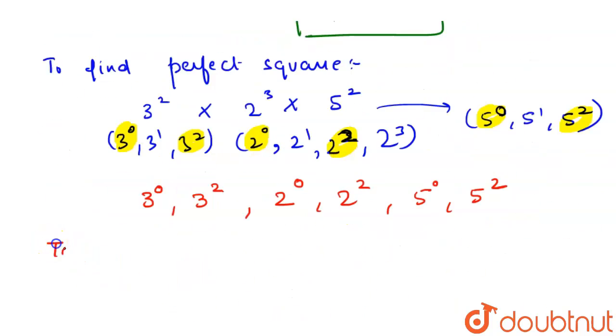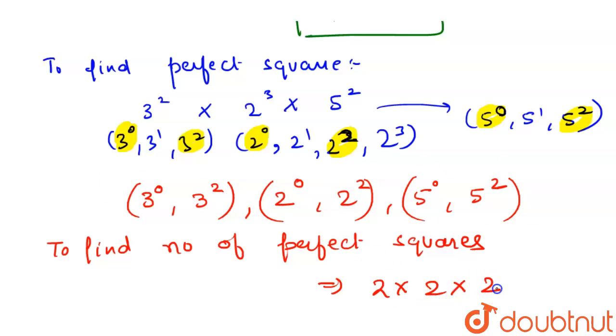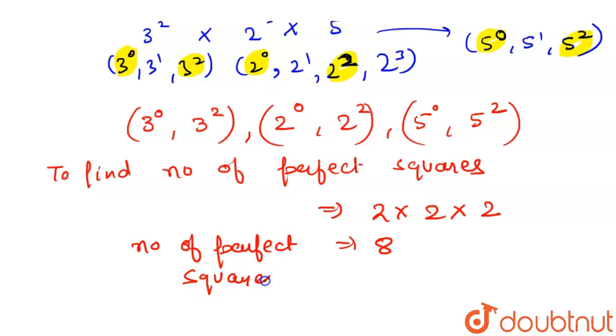Similarly, to find the number of perfect squares, what we will do is we will take these powers. Here we have 0 and 2, so in 3 we have total terms as 2, in 2 also we have total terms 2, and in 5 also we have total terms 2. So we will multiply these numbers. We can say that it will come 2 into 2 is 4, into 2 is 8, right? So these are the number of perfect squares in the given set of common divisors.